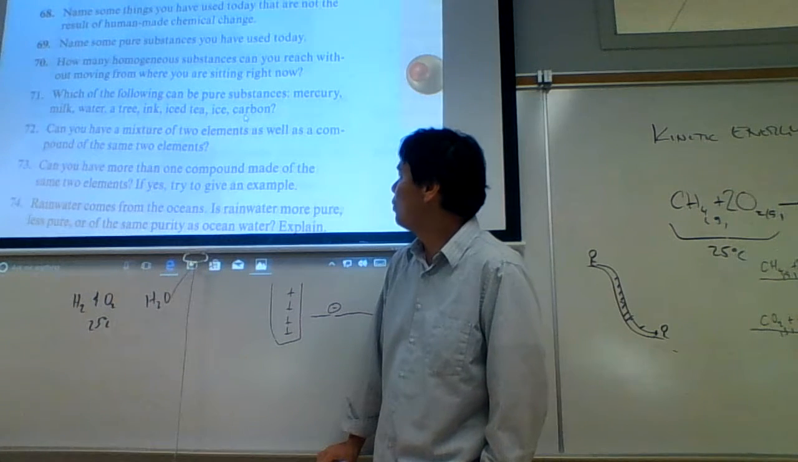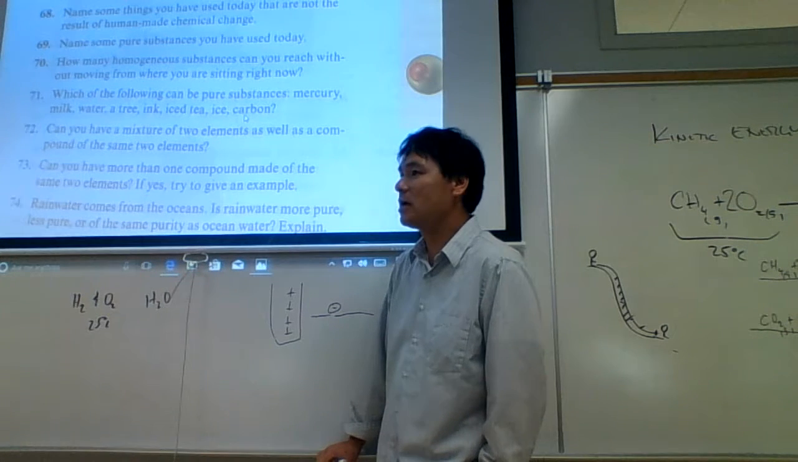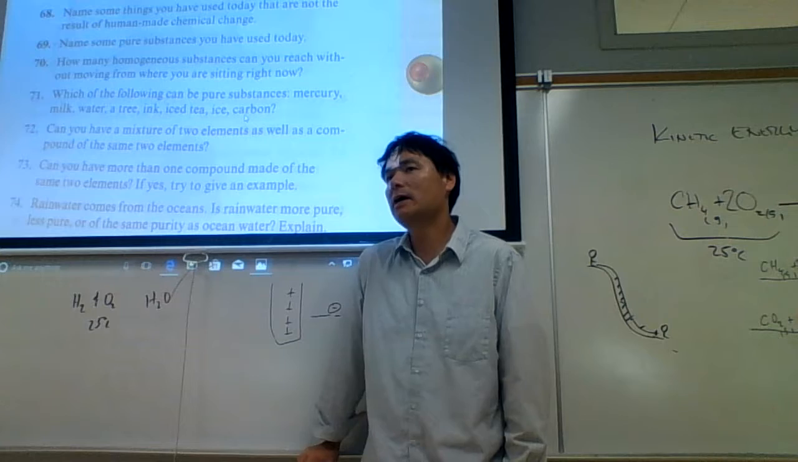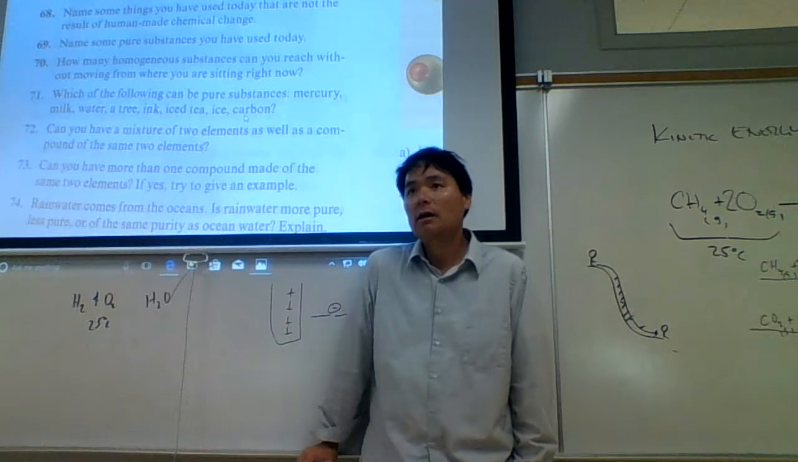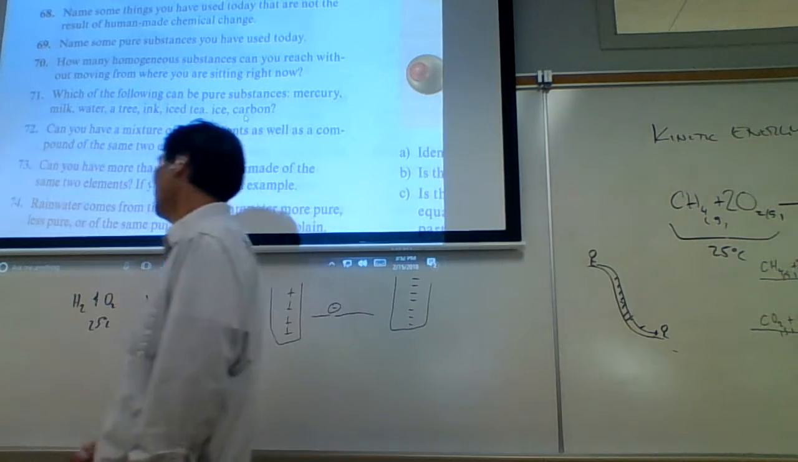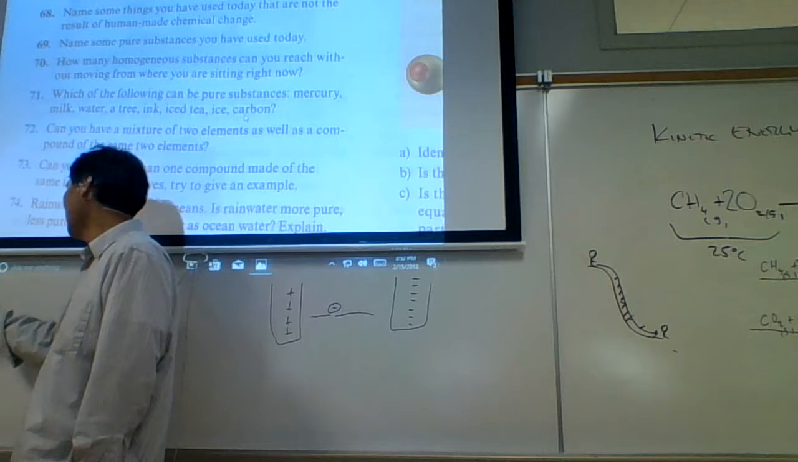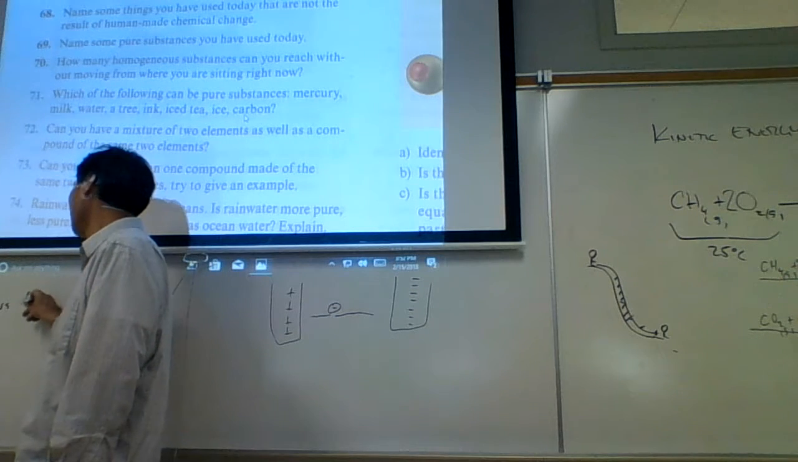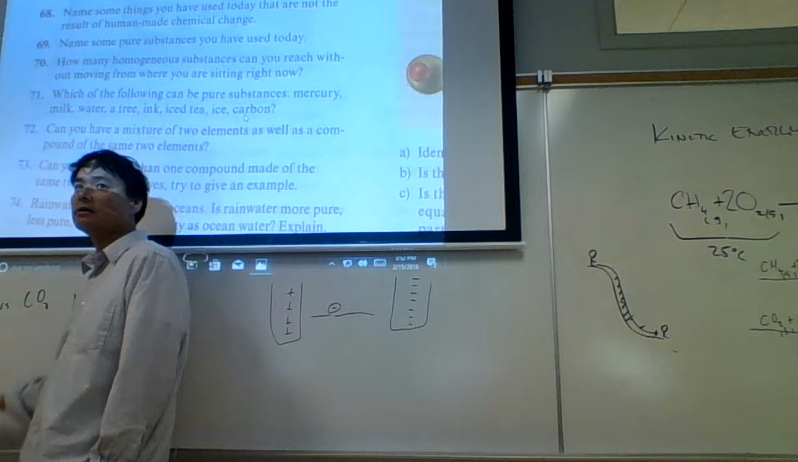Can you have more than one compound made of the same two elements? If yes, try to give an example. More than one compound made of the same two elements. And the answer is yes. For example, carbon monoxide versus carbon dioxide. Same two elements, two different compounds.